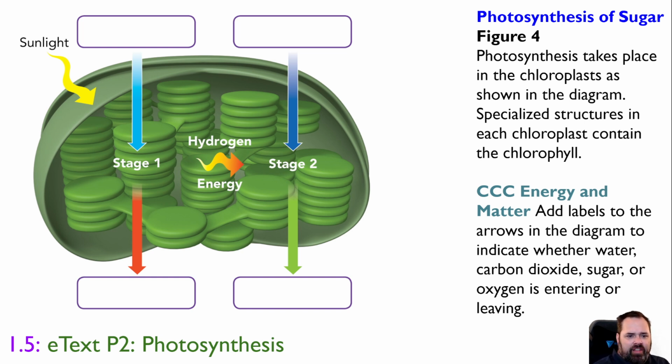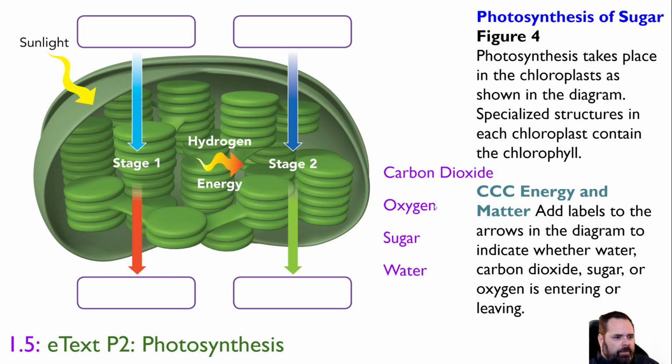Photosynthesis takes place in chloroplasts, as shown in the diagram, figure 4. Specialized structures in the chloroplast contain chlorophyll. I want you to add labels to the arrows in the diagram to indicate whether water, carbon dioxide, sugar, or oxygen is leaving or entering the cell at stage 1 and stage 2. Okay, so you're going to fill in these blanks here. So here are our words: carbon dioxide, oxygen, sugar, and water.